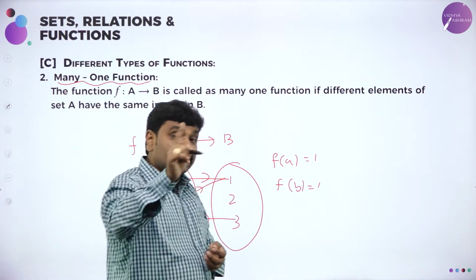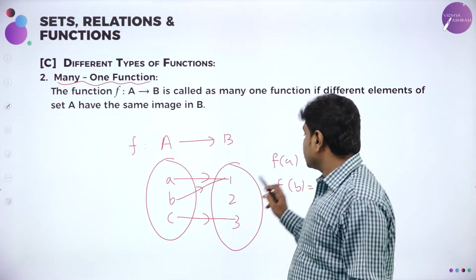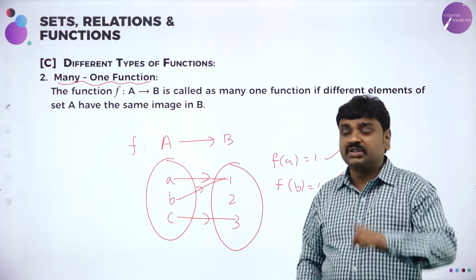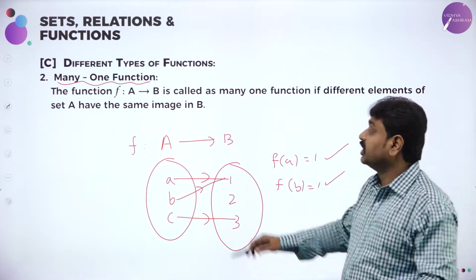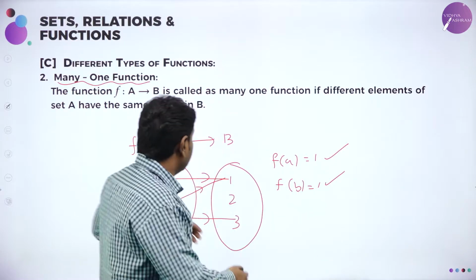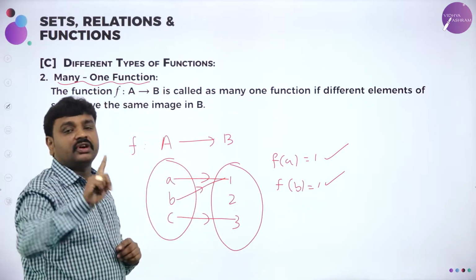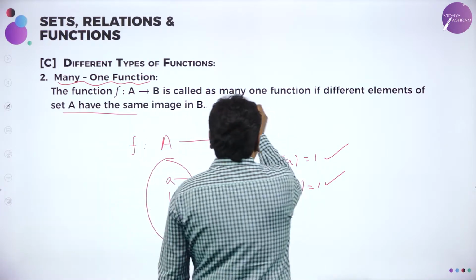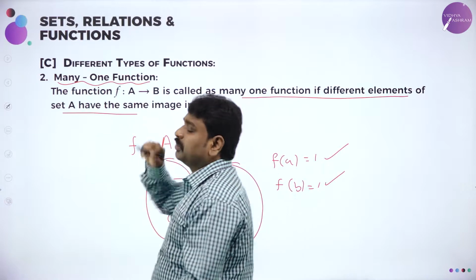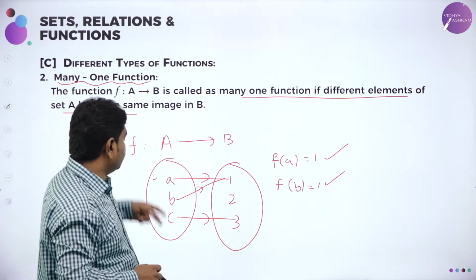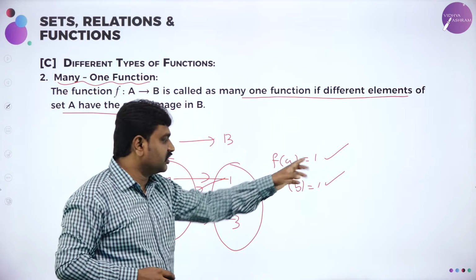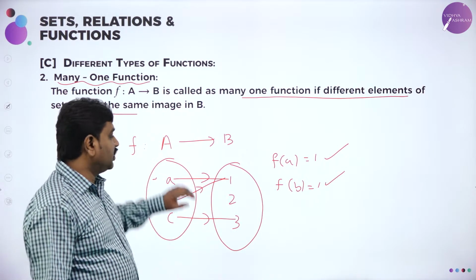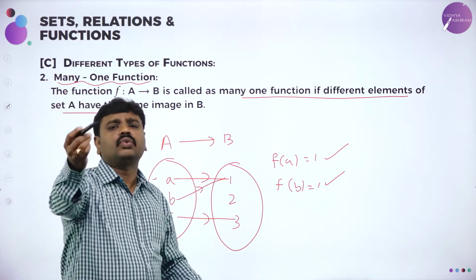If you have more than one element with the same image, here what is the image of A? 1. What is the image of B? 1. So if two or more elements have the same image, we call it many to one. Many elements are mapping to 1, so that's why we call it many to one. What is many to one? It means different elements have the same image. Here A and B are different elements, both having the same image, 1. That's why it is many to one. If more than one element in domain has the same image, we call it many to one.